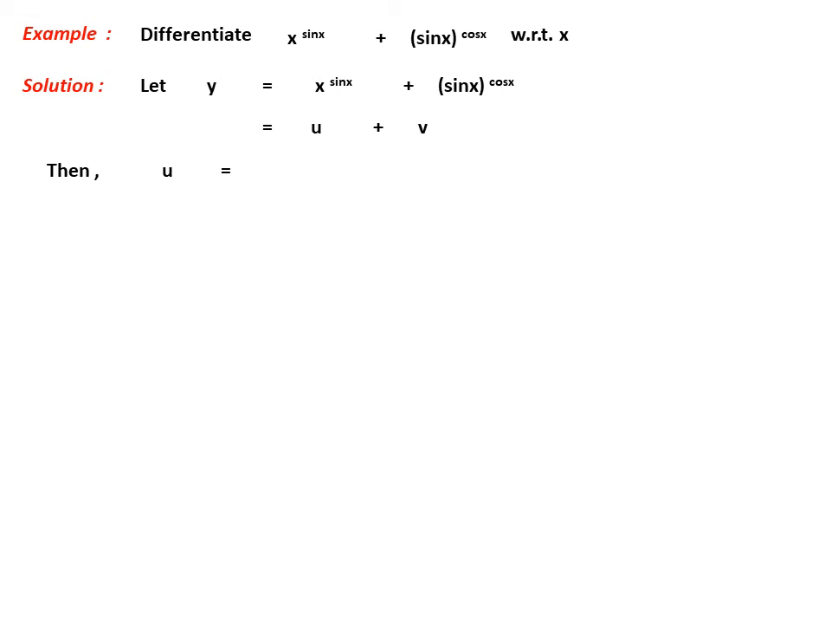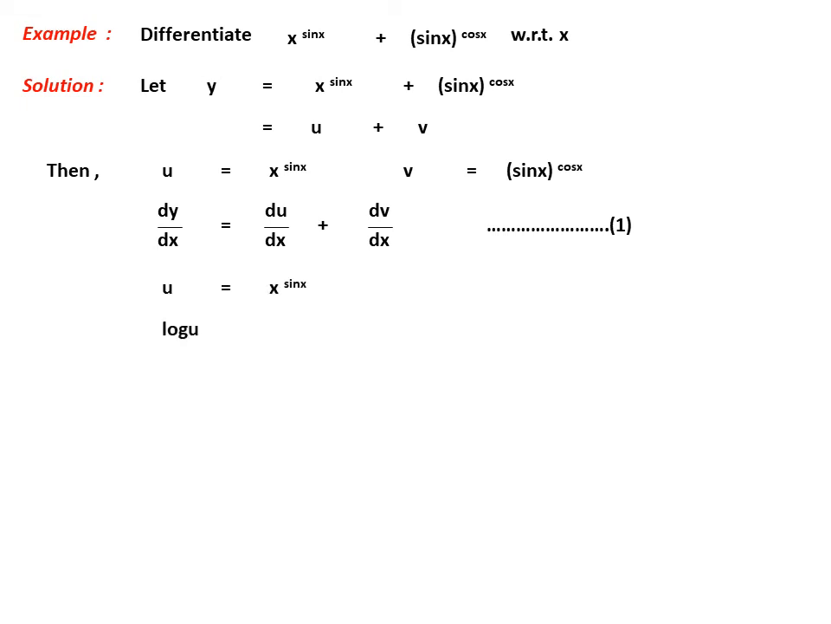So then dy by dx you have to write. u is x power sin x, v is sin x to the power cos x. Therefore dy by dx will be equal to du by dx plus dv by dx. So this you can write as 1. As before, first you have to find du by dx, then you have to find dv by dx, and substitute in equation 1.